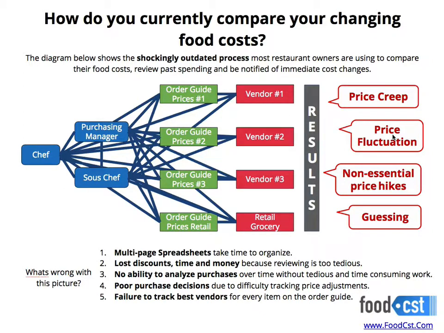You will also see price fluctuation. There will be what we call non-essential price hikes. So those are items that typically are in the bottom third of your order guide that maybe the vendor or somebody else has raised the prices there because they realize you're not going to see it.